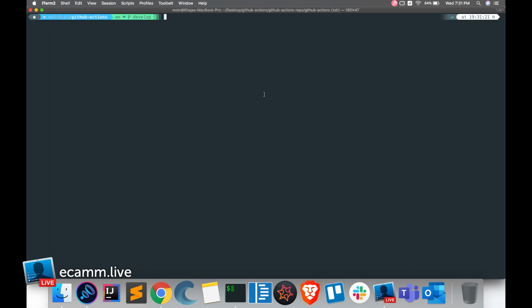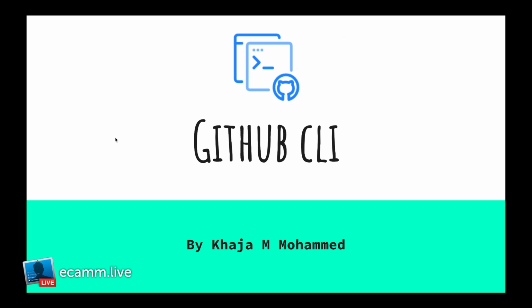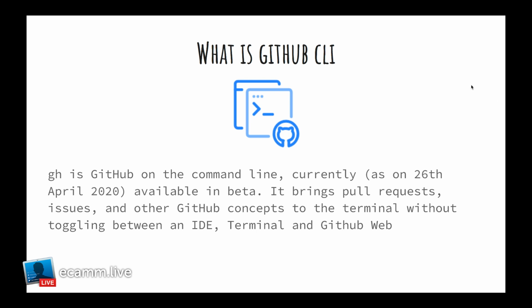Okay, so today we are going to discuss GitHub CLI, the command line interface. This is not the old command line interface. This is the new command line interface that GitHub has provided, and currently it is in beta version. So what exactly is this GitHub CLI? As I mentioned earlier, this is nothing but a brand new command line interface, currently available in beta.